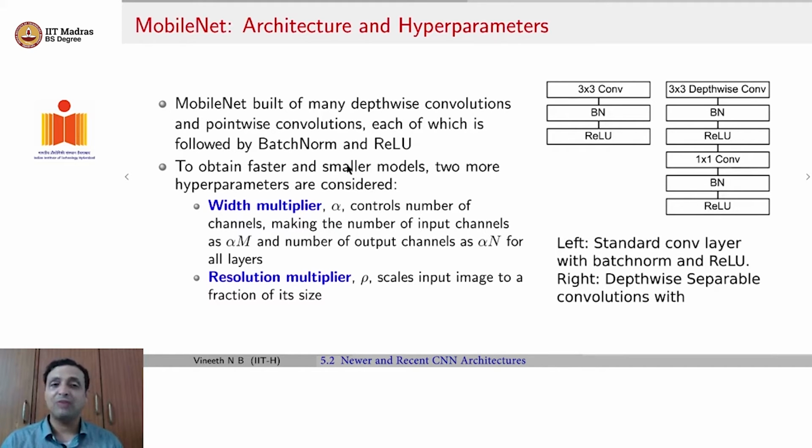And to also obtain faster and smaller models, they had two hyperparameters. A width multiplier that controls the number of channels based on a multiplier. So if you had an M and an N for the input number of channels and the next layer's output number of channels, alpha is a constant that scales M and N based on the constraints under which you are operating these models. MobileNets was intended to be a family of models which can be designed for certain constraints rather than a single model.